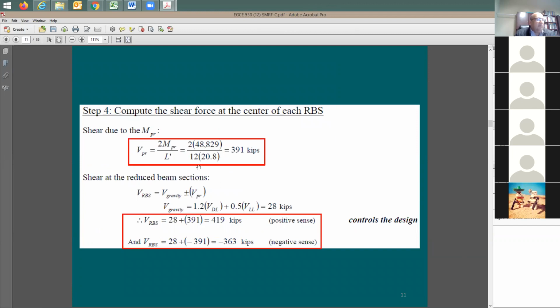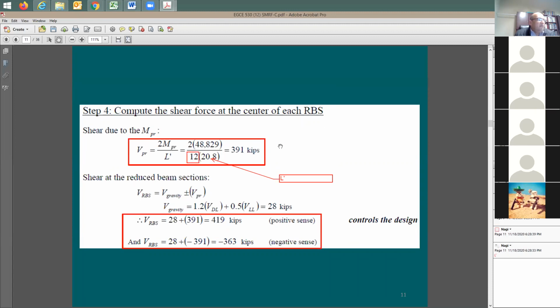L prime is equal to how much? 20.8. What is this 12 for? So this is going to be L prime, I'm going to put it here. Can someone help me with this 12? It's the conversion from foot to inch. Conversion factor, right?